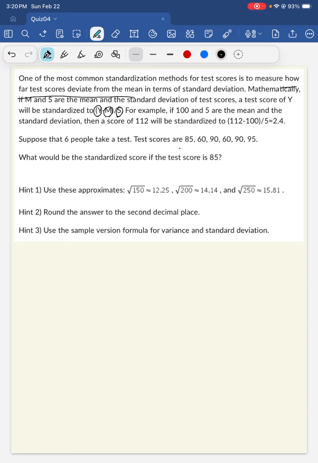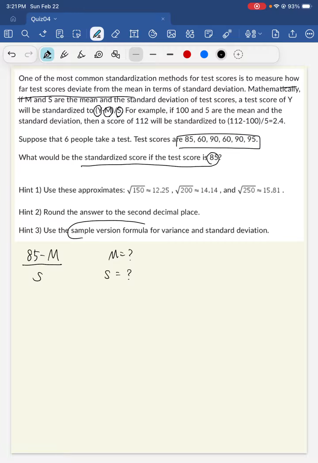And you have 6 test scores. From this, I'd like to standardize the score of 85. So the idea is simple: 85 minus the mean, over the standard deviation, is what we need. So we need to calculate the mean and the standard deviation. How do we do that? Before doing that, remember, I will use the sample version formula for the variance and standard deviation. Keep that in mind.